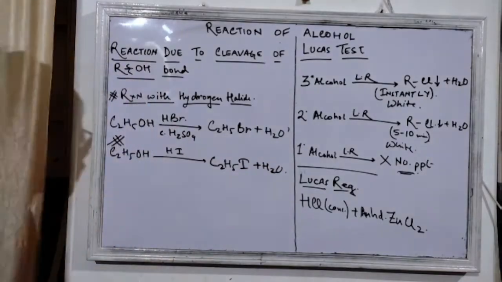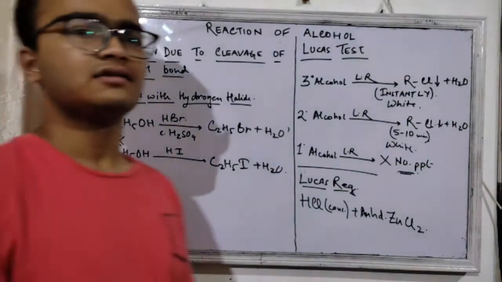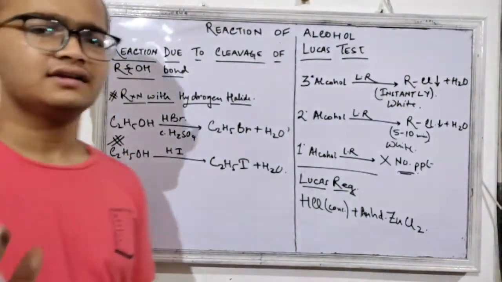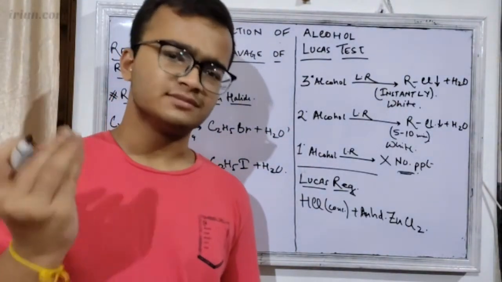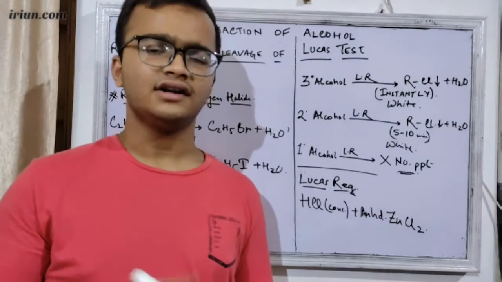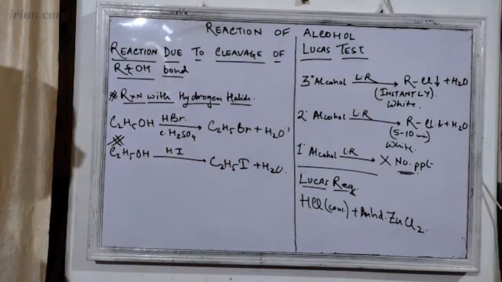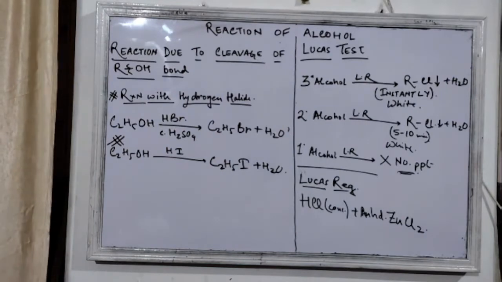Because I is a strong leaving group. It has a tendency to leave easily because of its large atomic size. So there is no need of any catalyst or any agent to speed up the reaction. It will already leave. Right. So this was about the reaction about the cleavage of the R-OH bond.